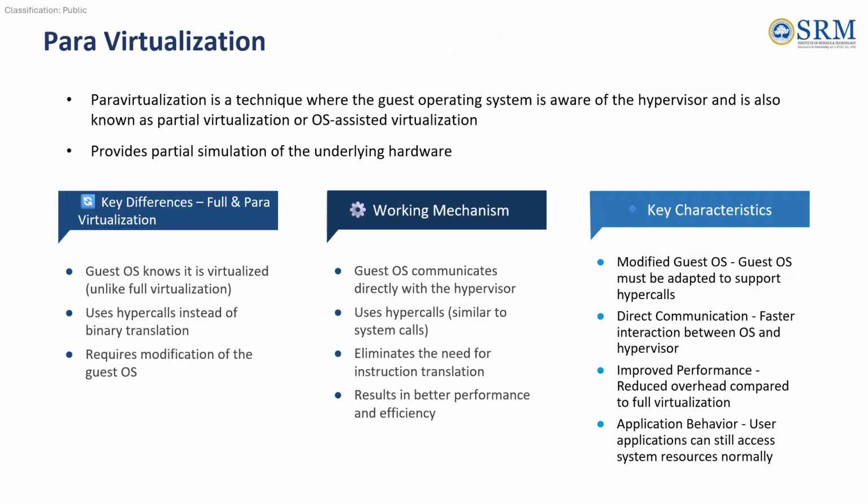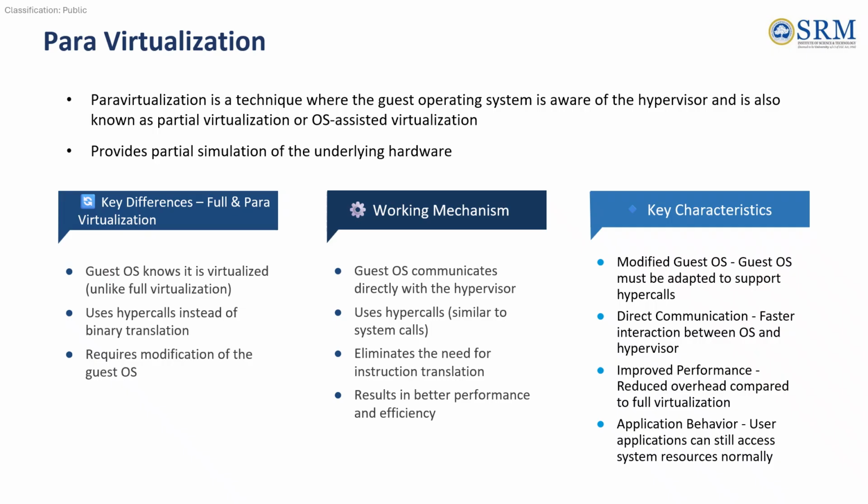Next, let us move on to para-virtualization. Para-virtualization is a virtualization technique in which the guest operating system is aware that it is running inside a virtual environment. Unlike full virtualization, the guest operating system communicates directly with the hypervisor using special instructions called hypercalls. Because of this direct interaction, there is no need for binary translation, which improves overall performance and efficiency. However, to support this approach, the guest operating system must be modified so that it can work with the hypervisor.